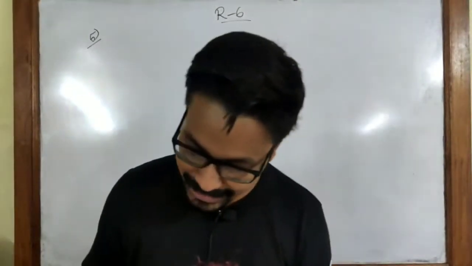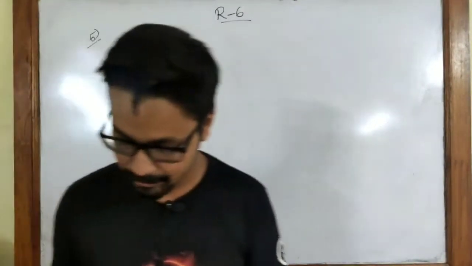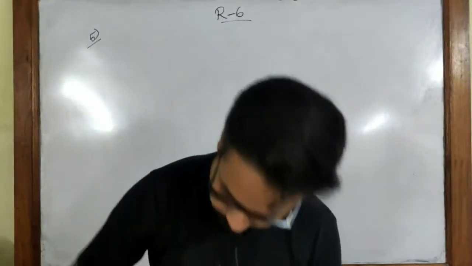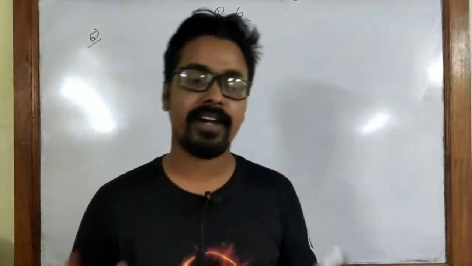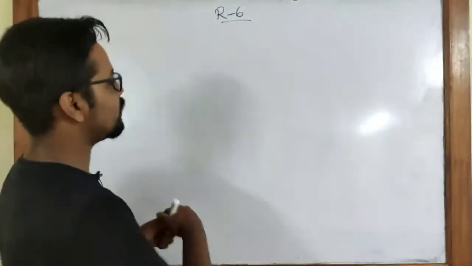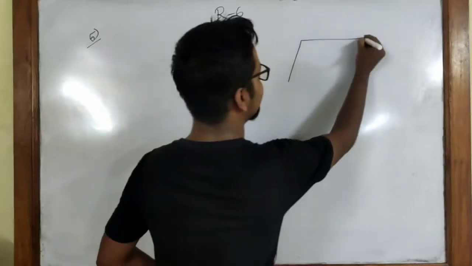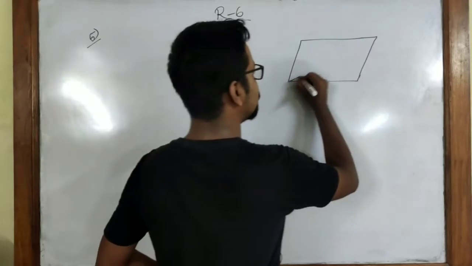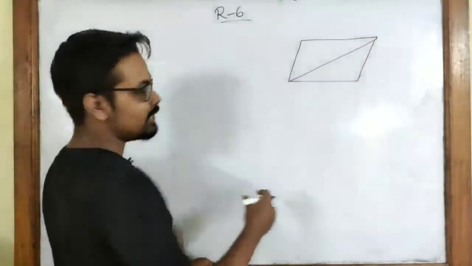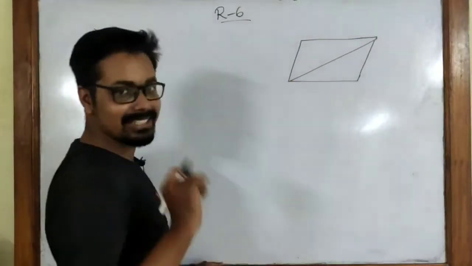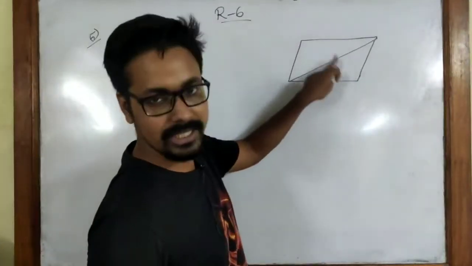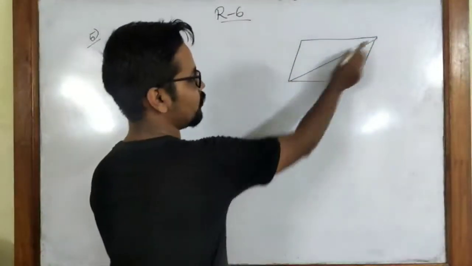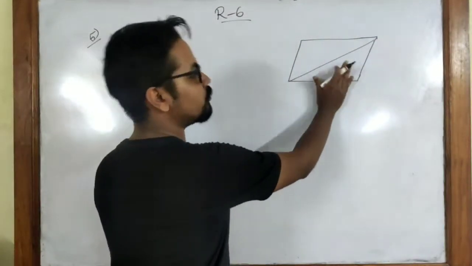The length of one diagonal of a parallelogram is 8 centimeter. The height of each of the triangles whose common base is the given diagonal of the parallelogram is 4 centimeter. Find the area of the parallelogram. Very easy sum. A parallelogram is given and the length of the diagonal is given. So this is the parallelogram, suppose, and suppose this is the diagonal. They have said that the length of this diagonal is 8 centimeter, and we have two triangles on both sides, and this diagonal will be the base for both these triangles, right? This diagonal will be the base for this triangle and also for this triangle.